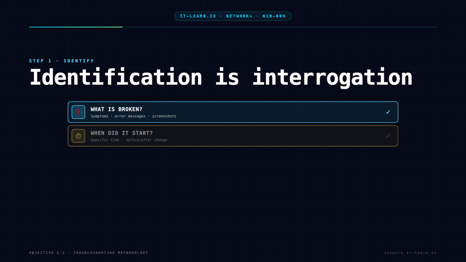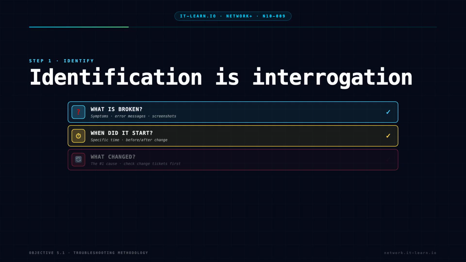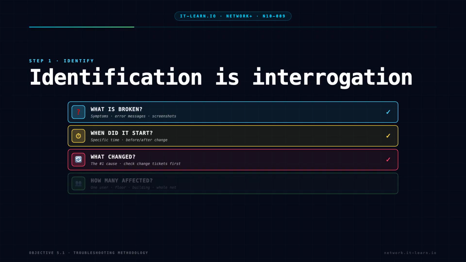Document the symptoms, document the error messages, determine the scope, and pay attention to what changed. Changes are the #1 cause of incidents. The Tuesday night outage you can't figure out is almost always something someone did Tuesday afternoon. Check the change ticket queue first.